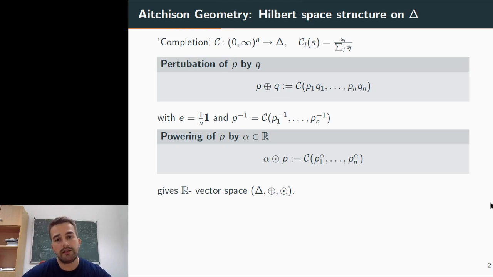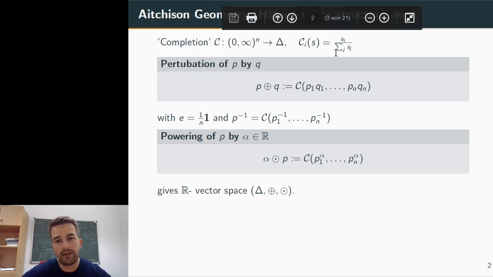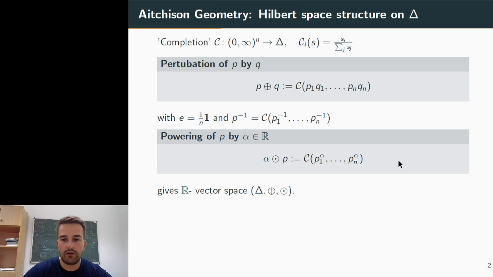So on the simplex, consider the following operations. We define P plus Q, which in the CoDa community is called perturbation of P by Q, in the following way. So P plus Q is defined as we take the component-wise product of P and Q, and after that we renormalize the vector in order to obtain again an element in the simplex. Likewise, we can define a scalar multiplication, and then it's easy to see that this triple, the simplex with plus and dot, becomes an R vector space.